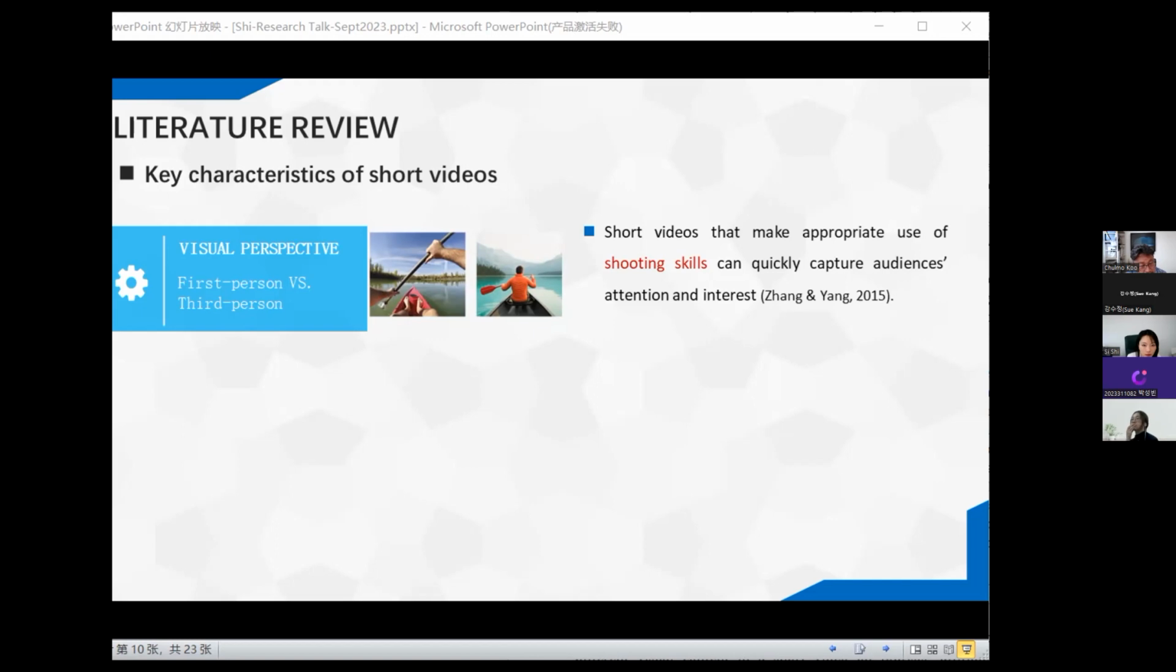So these two perspectives are broadly discussed in the literature, but they have not been focused on in the short video context. And we observe that nowadays many short videos either focus on first-person or third-person perspective. So we expect that these two perspectives will also exert diverse impacts on the viewers' information processing while watching the short video.